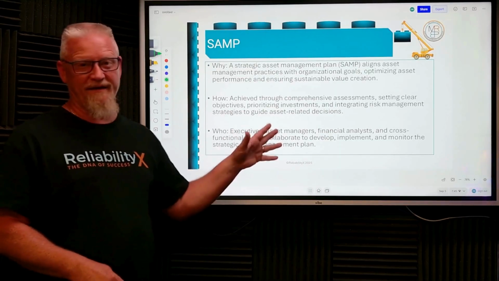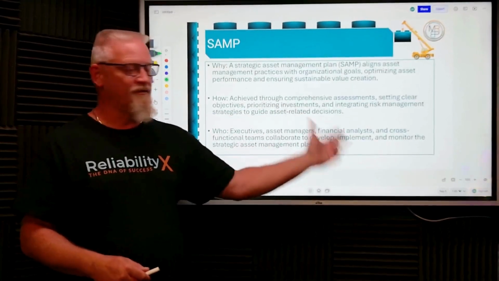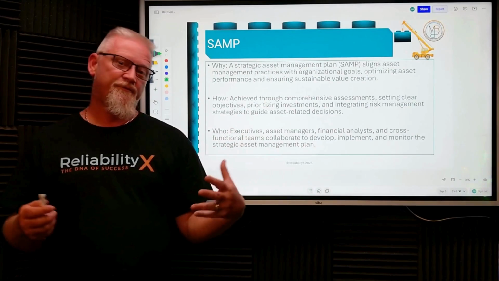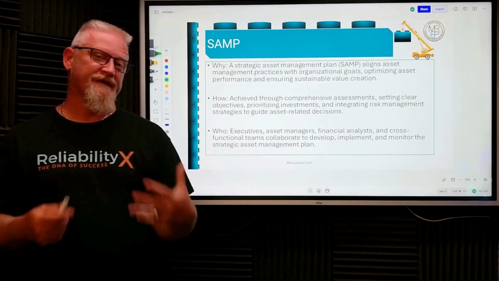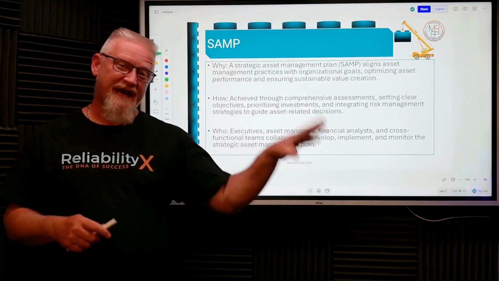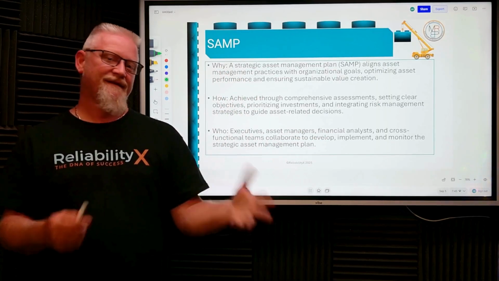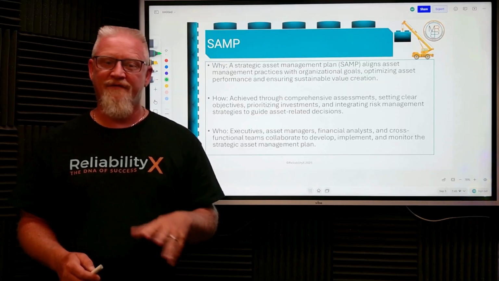This is designed from leadership, the asset management folks, reliability people, folks in maintenance, help build a strategic asset management plan so that we understand which assets are critical, what processes are critical, put those things in place, again, to realize the value.